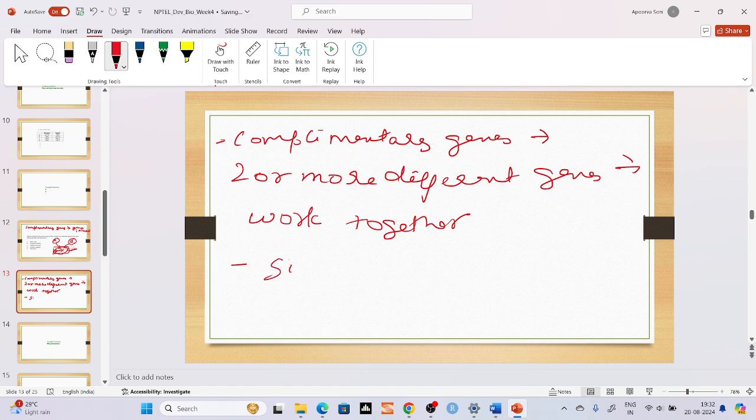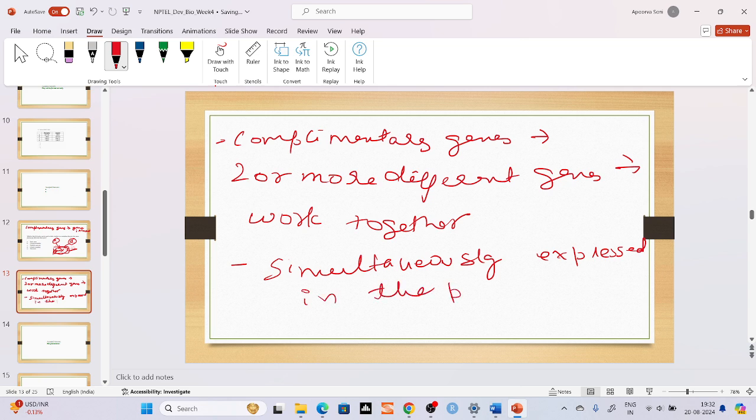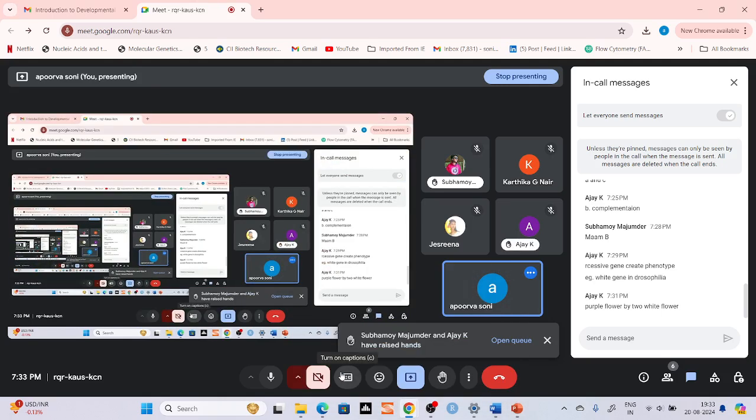Then these genes, basically complementary genes, mix together to produce a distinct phenotype, and they inhibit the production of complement proteins. Complementary genes can inhibit the production of complement proteins. These two points are important.